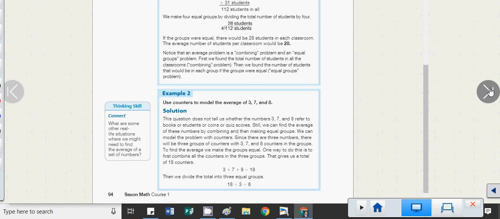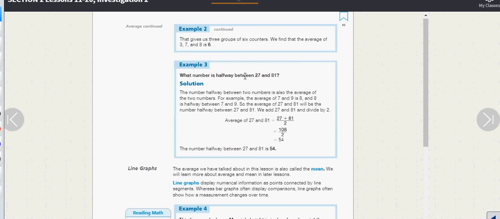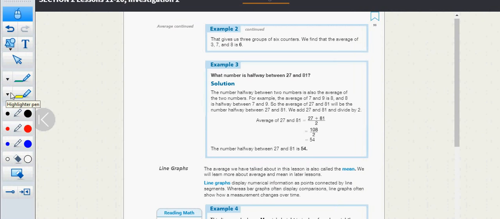Real life situations could be your free throw percentage average, your average number of free throws you make, I should say, per game, your average speed per car trip, your average grade in a class. Average can be used in so many scenarios. It can even be used to find the halfway point between two numbers, like 27 and 81.